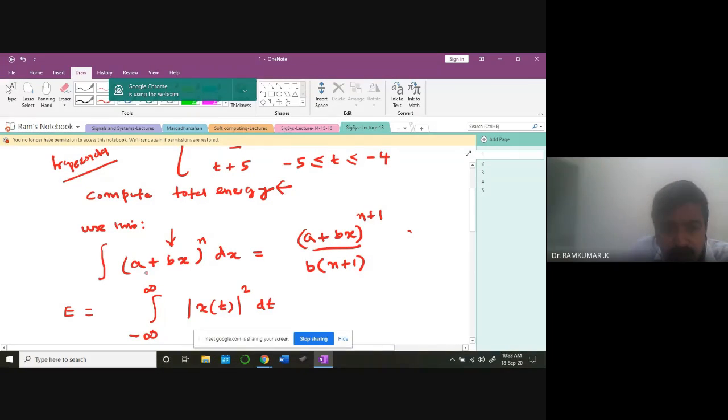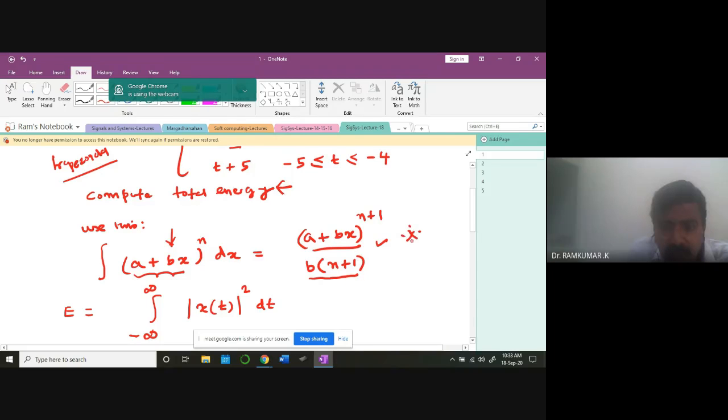Integral formula, most of you will feel comfortable with this. For polynomial expressions, you might have used it. For example, it is more like a straight line equation, a plus bx, the whole power n dx. I'm going to integrate this. So in that case, it is (a plus bx) to the power n plus 1 by b of n plus 1. That is the formula.